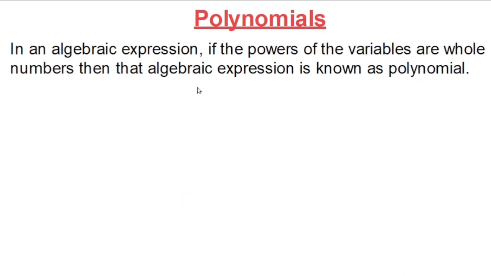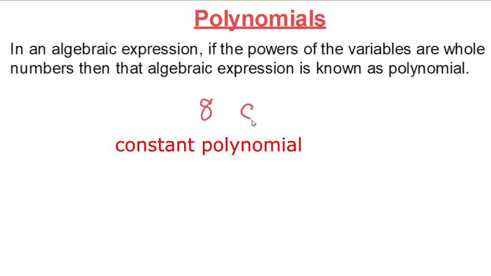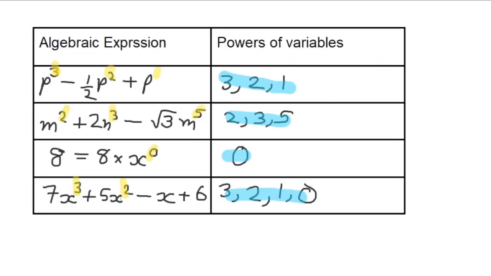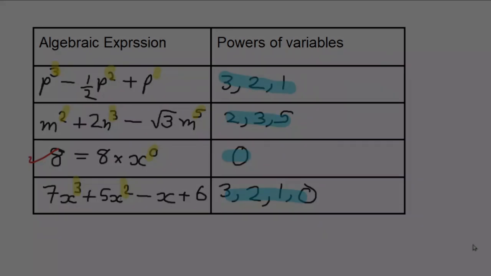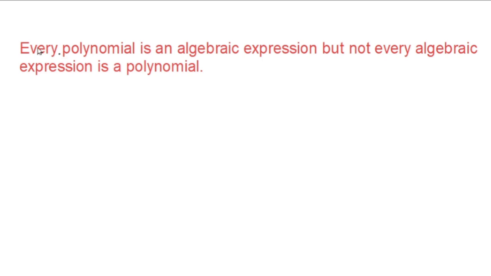Now see this number 8. This is called a constant polynomial. Here only a number is there. This is called a constant polynomial. Now we will solve some examples and with that we will understand what a polynomial is.